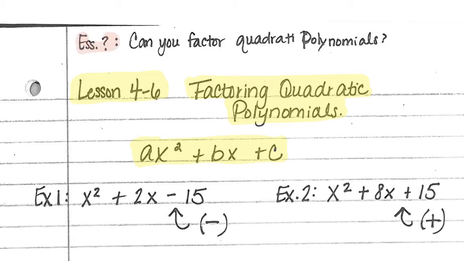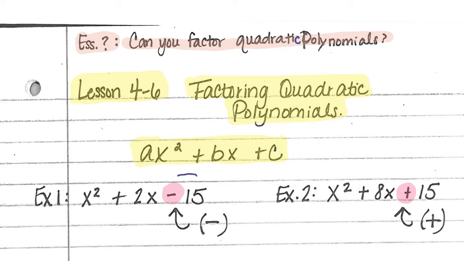And our essential question is, can you factor quadratic polynomials? There are two types of polynomials that we'll be looking at. We're going to be looking at the sign of the third term. So this looks a little different other than the fact that one is being subtracted and one is being added.